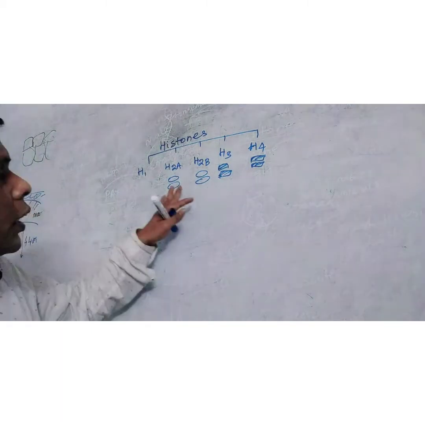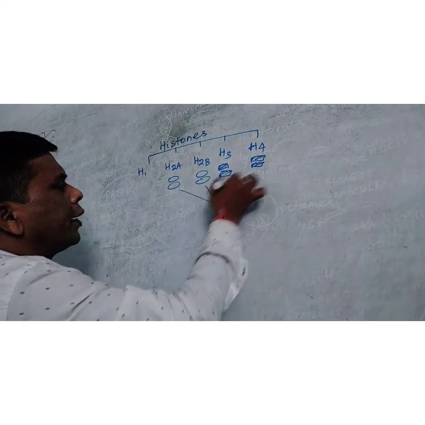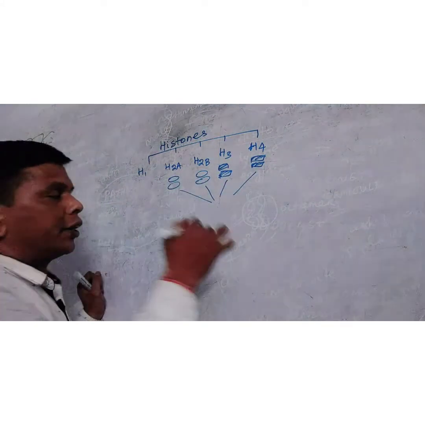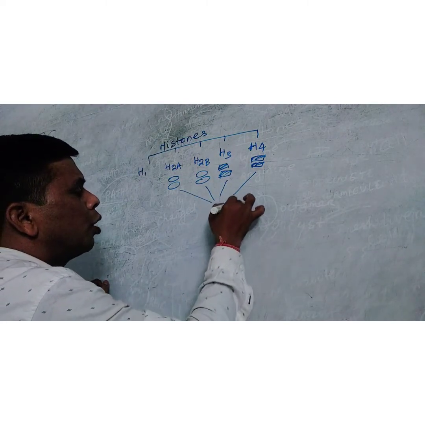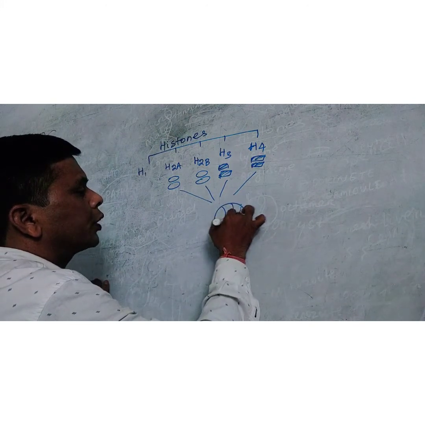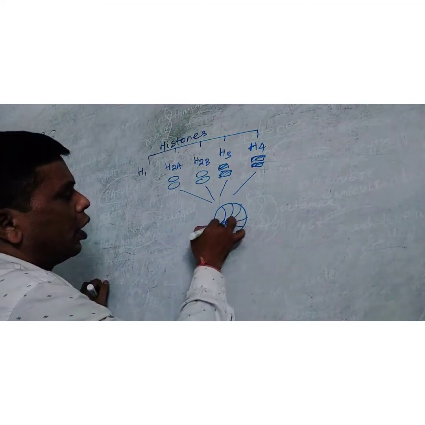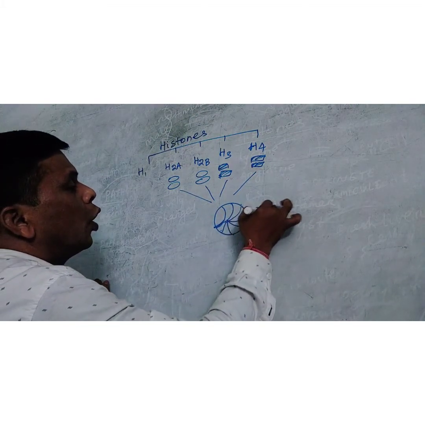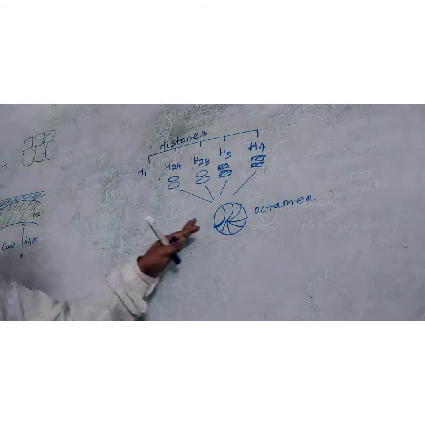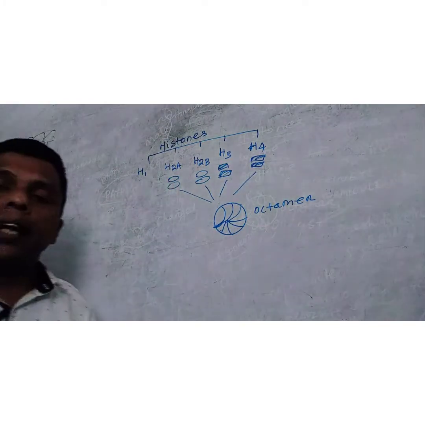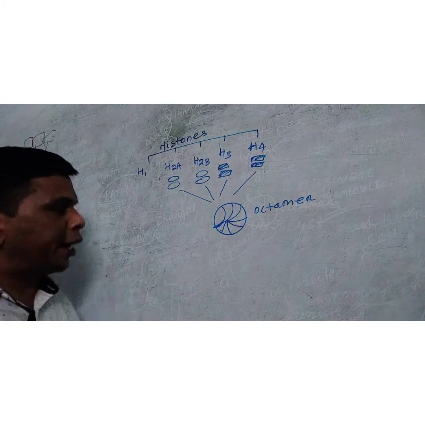So how many is that? 2, 4, 6, 8. All these 8 components aggregate, producing a large structure. It consists of 8 subunits: 1, 2, 3, 4, 5, 6, 7, 8 subunits, and it is the histone octamer. Around this octamer, the DNA is wrapped. Then how does the arrangement take place?